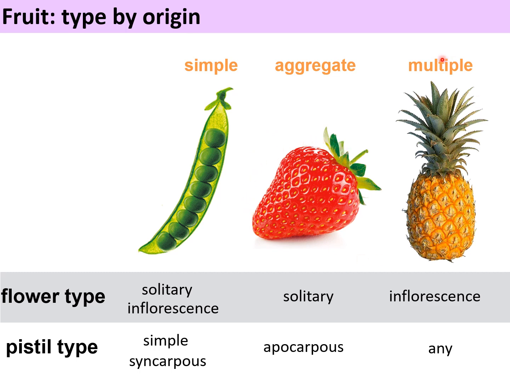The third one is the multiple fruit. The multiple fruits are the fruits of two or more flowers that are merged or packed closely together, and they actually develop from an inflorescence. And this is the meaning. Pineapple is the greatest example of a multiple fruit in this case.